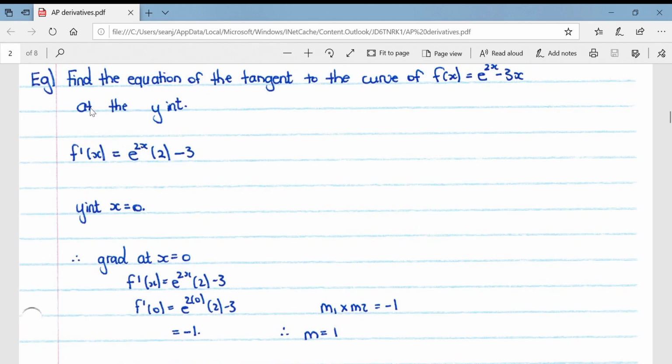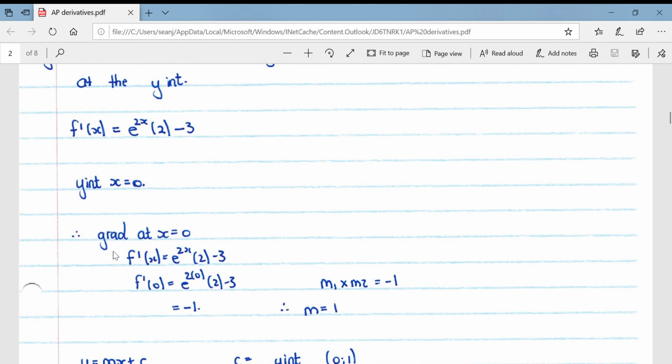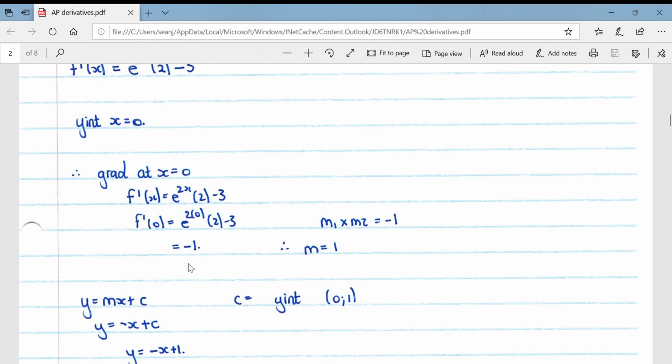Then as I said, at the y-intercept, you know x is equal to 0. So then what you do is you find out the gradient of the curve at x equals 0, and obviously gradient is the derivative. So you find your derivative and you sub in 0 and you find your gradient to be minus 1. So now you know that your gradient at the y-intercept, or at x equals 0, which is the same thing, is minus 1, and you know that a tangent will have the same gradient at that point.